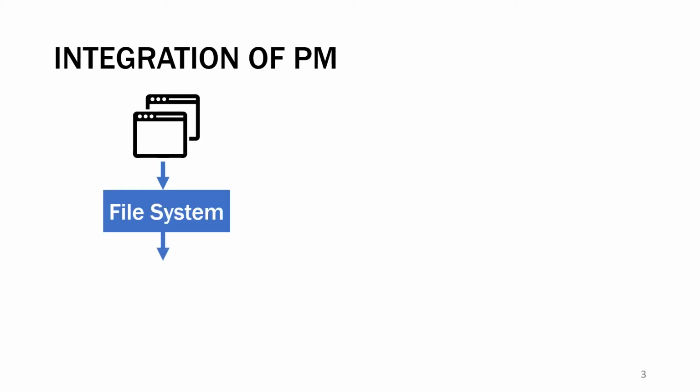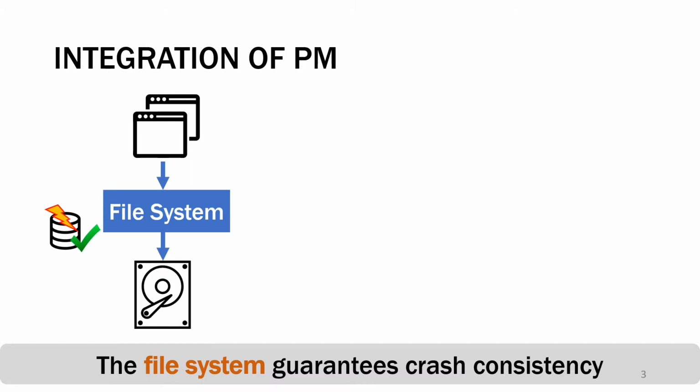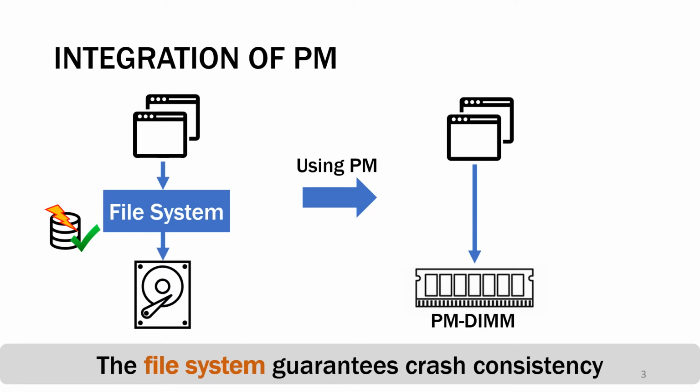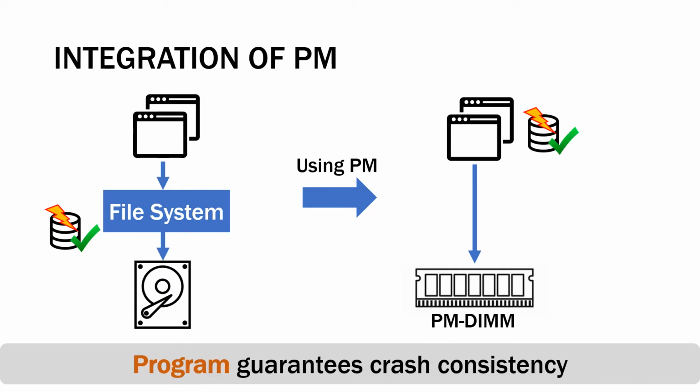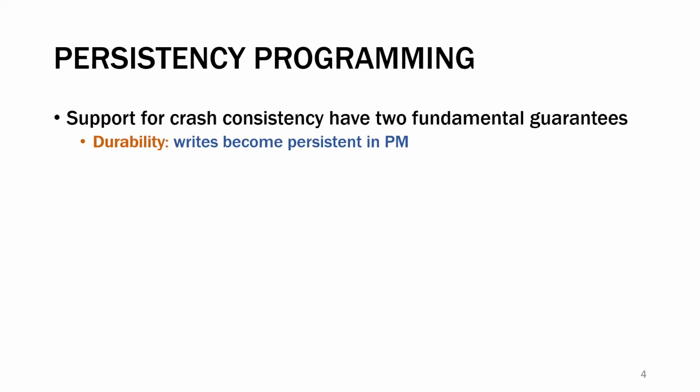Next I will talk about how to integrate persistent memory in the system. Conventionally, the program needs to go through file systems to access persistent data, typically stored on hard drives. And the file system guarantees crash consistency. In other words, if there's a failure, the file system will guarantee data's recoverability. With persistent memory, programs now have the ability to access memory directly without going through the file system. But we still need data to be recoverable, so the program needs to guarantee crash consistency.